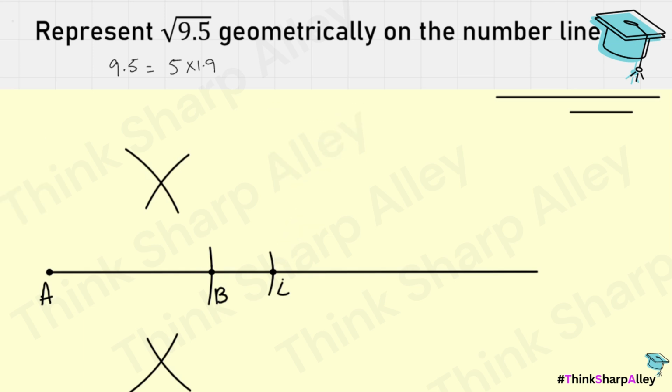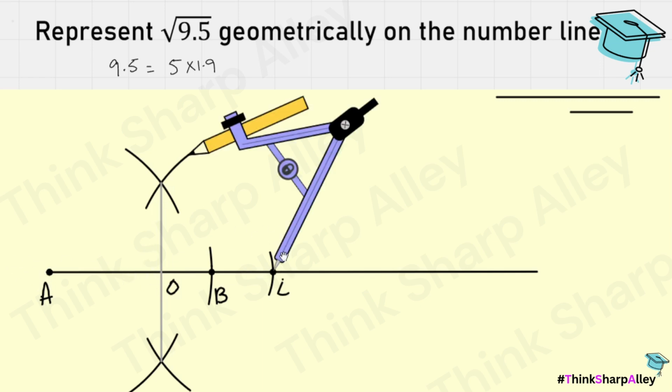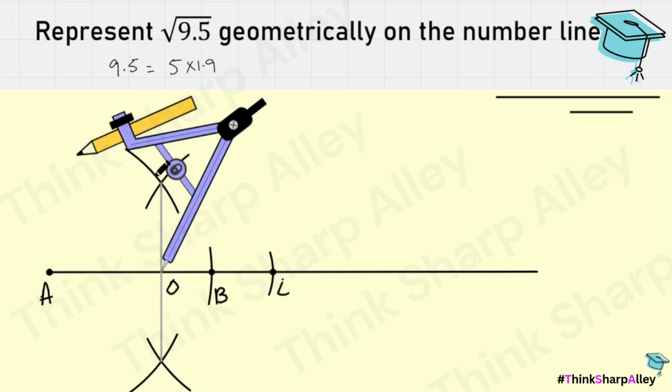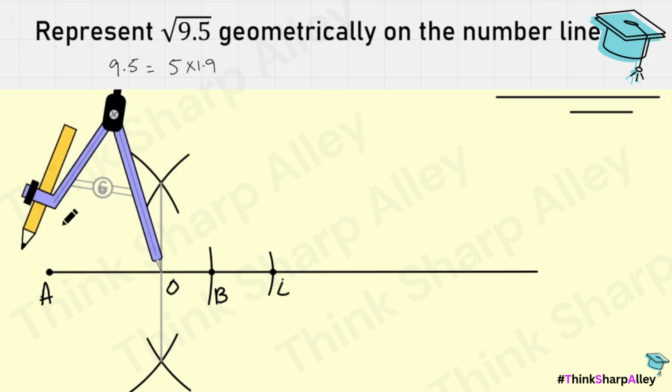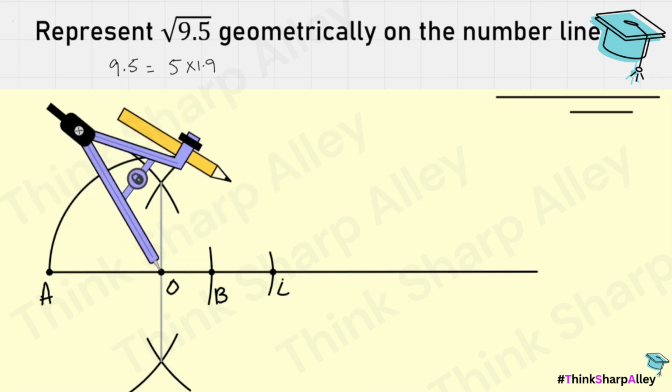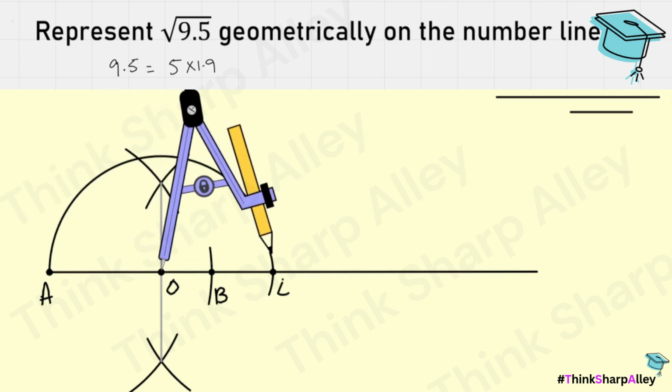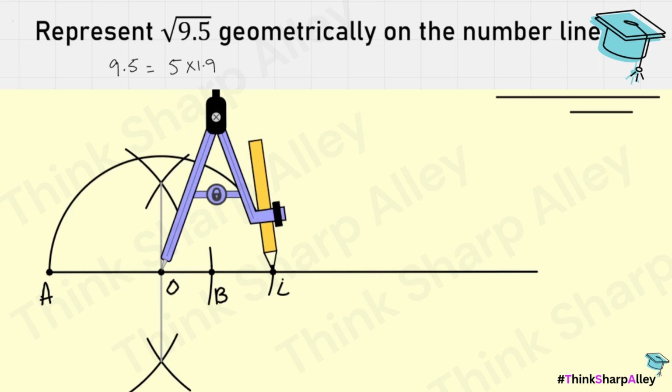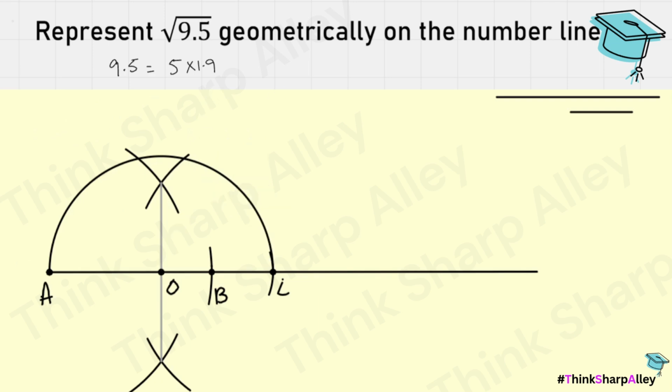So let's draw. So this line represents a perpendicular bisector of AC, which intersects my line AC at O. Now with O as center and OA as radius, we will draw a semicircle. Obviously my semicircle will meet at C as shown in the diagram.